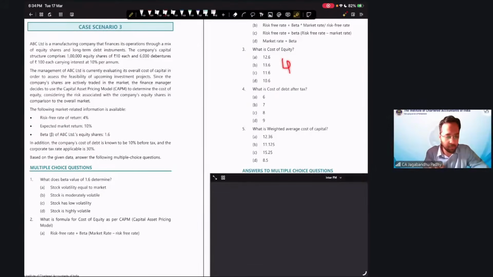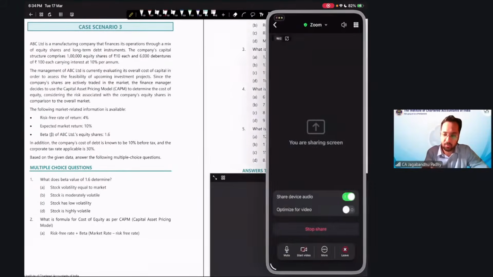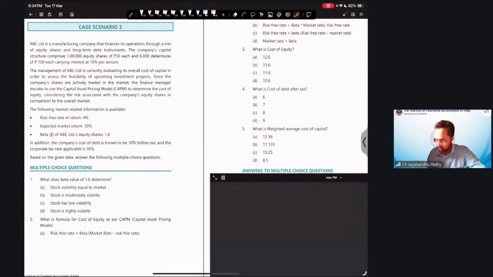Right, so it's going to be 4 plus 1.6 into (10 minus 4). So when you say 10 minus 4, that is essentially 6, 6 into 1.6, and then plus 4. So that's 13.6%. Yes, option B.